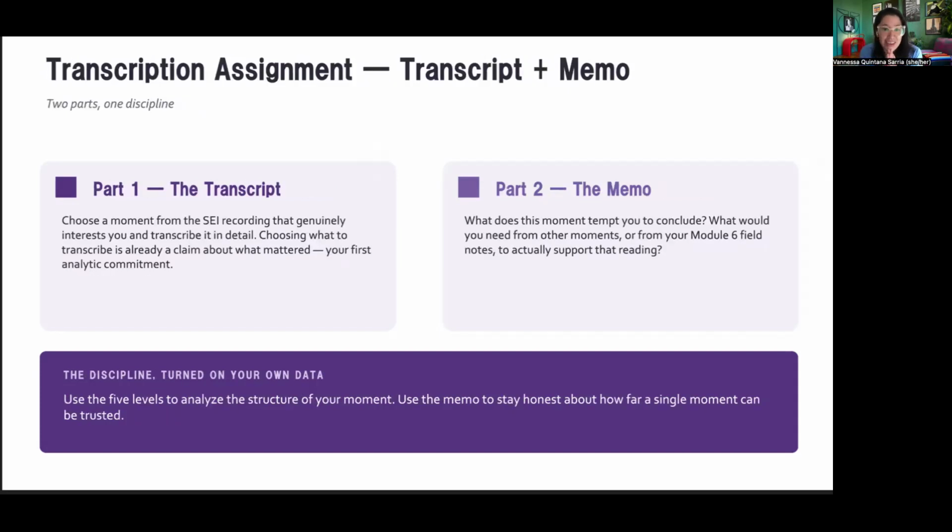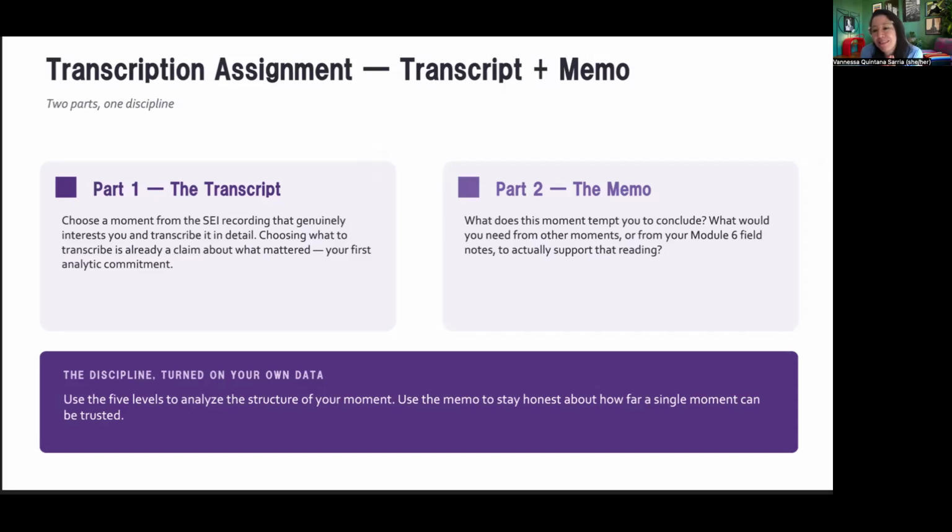So now, here is how all of this comes into your own hands. Your transcription assignment has two parts. First, you will choose a moment from our ACI recording that genuinely interests you and transcribe it in detail using the conventions that we have seen in different chapters. Choosing what to transcribe is not a neutral, pre-analytic act. It is already a claim about what matters. It is your first analytic commitment.